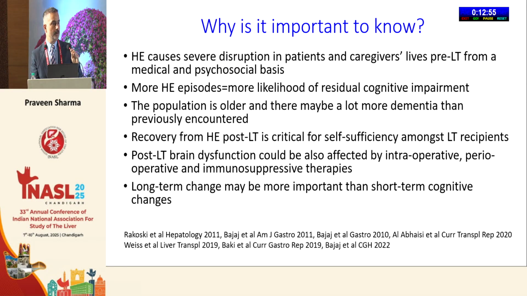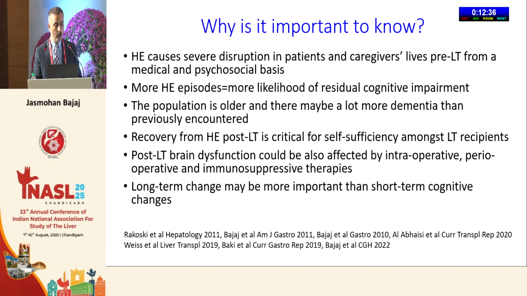Okay. So why is it important for us to know the long-term complications? Because HE, which is what really drives most of this, causes severe disruptions. There are more HE episodes, more likelihood of residual cognitive impairment. That is even before the liver transplant has occurred.